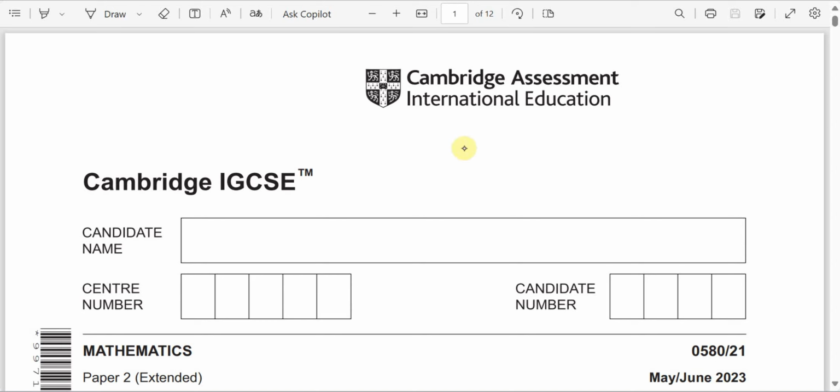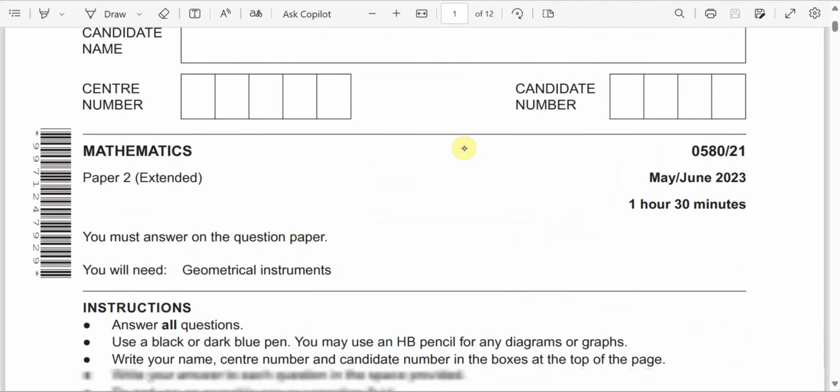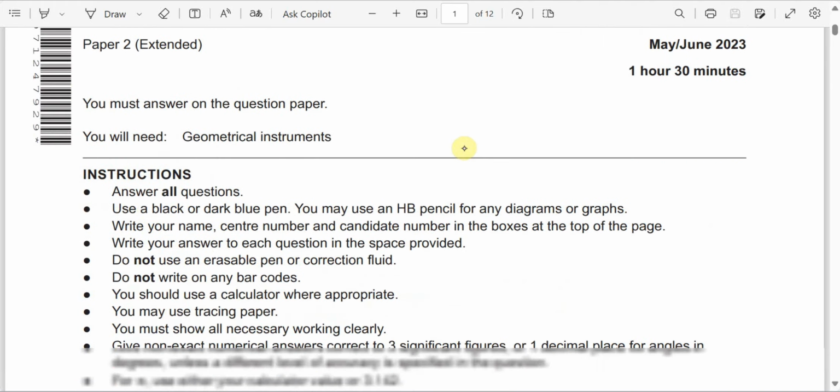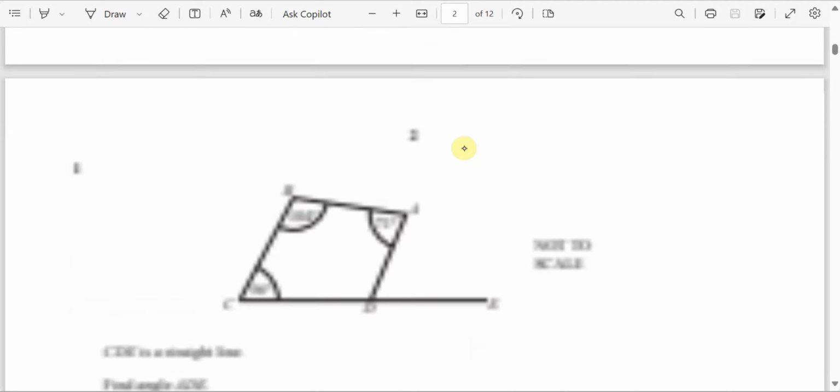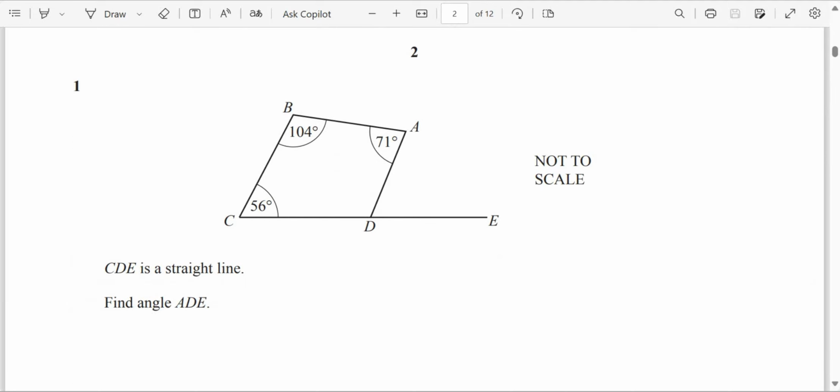Today, we're going to be looking at Cambridge IGCSE May June 2023, paper 2 1. Let's get started. The first question says CDE is a straight line. Find angle ADE. So you can see that ABCD is a quadrilateral.